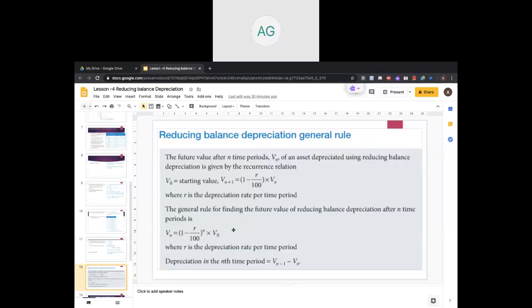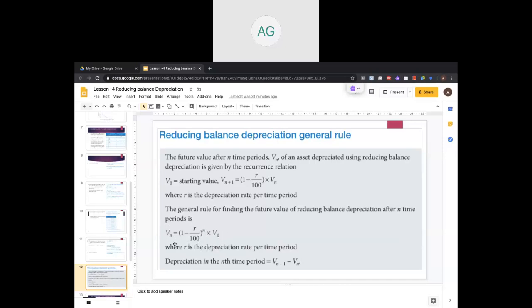All right, so important thing, the general rule. So before we have just done the recurrence relation. So now here is a general rule. It's always easier to use as a formula, you can say. But remember, if in your SAC or in your exams, they're asking you to make a recurrence relation, you need to go back and use the V0 and Vn, those notations. If they're asking you to do the general rule, so here it is the general formula of calculation, which is Vn equals 1 take away R divided by 100 raised to the power n times V0.